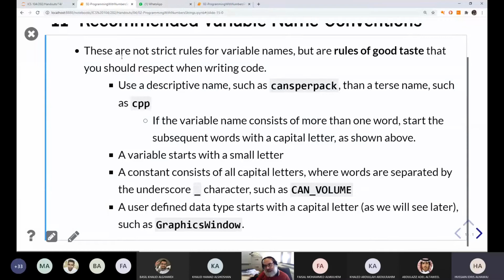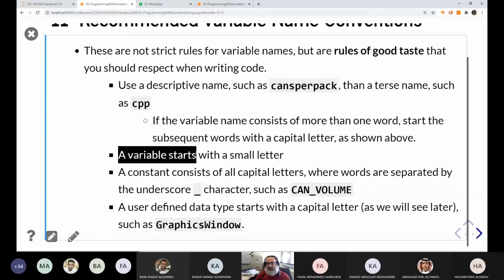If I use CPP, but I write in a comment that CPP stands for cans per pack, is it okay? It's okay, but you have to do it every time you use CPP, so we're back to square one. It's better to just use cans per pack. So this is the first rule of good taste.